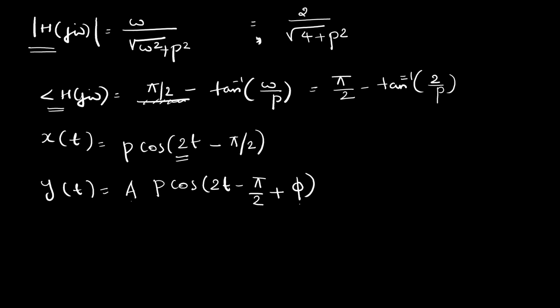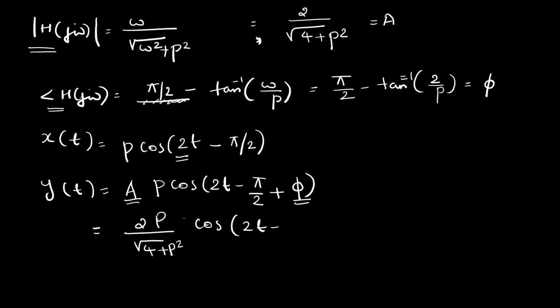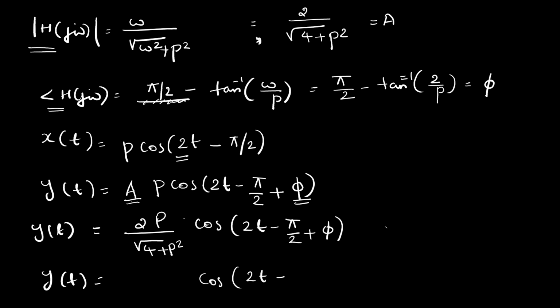Okay, now we'll substitute for A and φ. This is A and this is φ. That is y(t) equal to 2 by root of 4 plus p² into p cos(2t - π/2 + φ). This is y(t). But in the given question, y(t) is given as cos(2t - π/3).